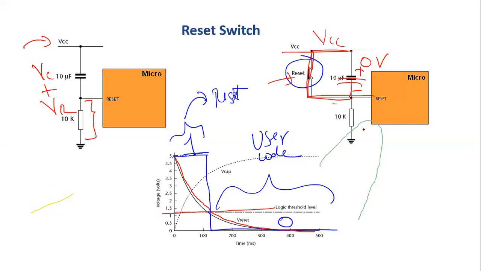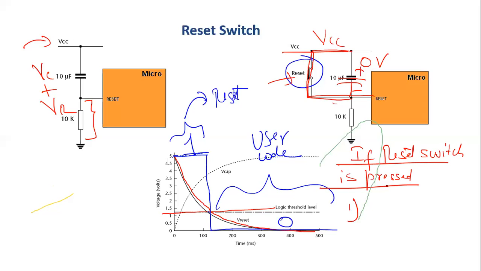So whenever the reset switch is pressed, these are the two things that will happen. What is the first thing? The reset pin is connected to plus 5 volt. How is it connected to plus 5 volt? It is connected via this path, via this switch. Once it is connected to plus 5 volt, the microcontroller gets into reset mode. That is why this switch is called the reset switch. So whenever you press this switch, the microcontroller automatically enters into reset mode. Second, the capacitor discharges all the charge.